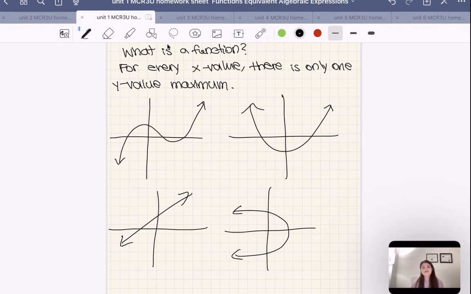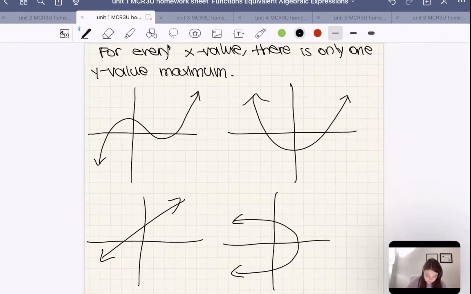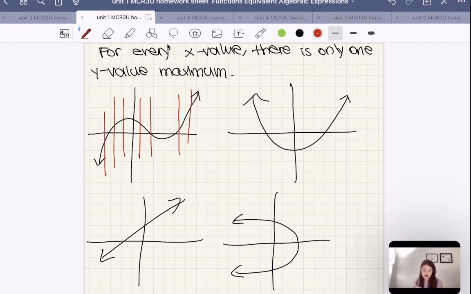Well, for every x value, there's only one y value, right? So that means that at any part of our function, we could draw a vertical line anywhere we want, and we only touch the graph once, no matter where we draw it. And that is true for this one. There's no part where I can draw a vertical line and touch two different points at once. So this one appears that it is a function. Okay, same with the parabola, right?